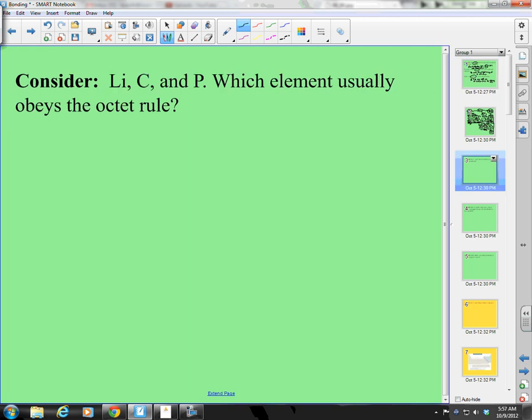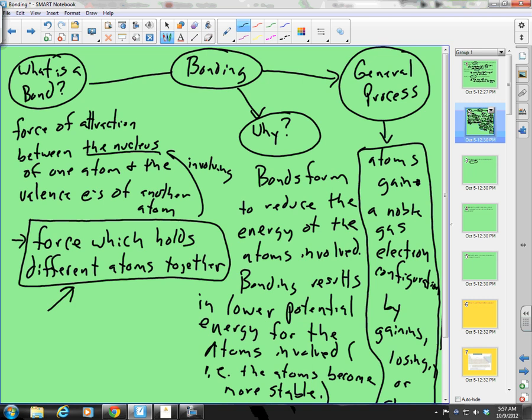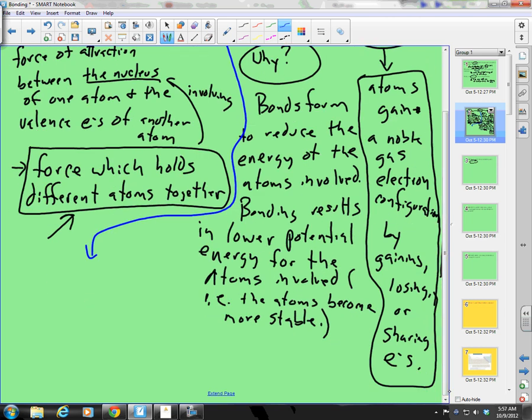Great. Let's move on. Consider lithium, carbon, and phosphorus. Which element usually obeys the octet rule? Octet rule. I'm not familiar with that. Are you all? Well, I guess we need to go back to our note-taking board and learn something else. Okay, let's go with blue. Let's take it right down the middle. And here we go. Let's talk about the octet rule.